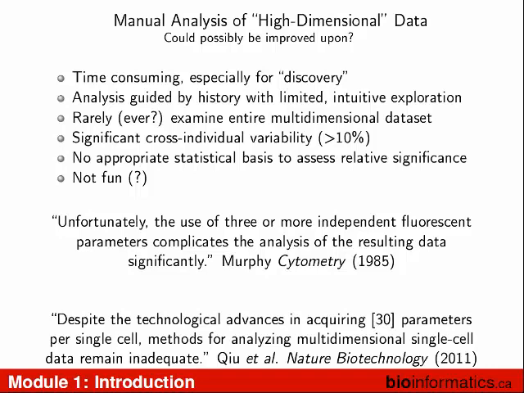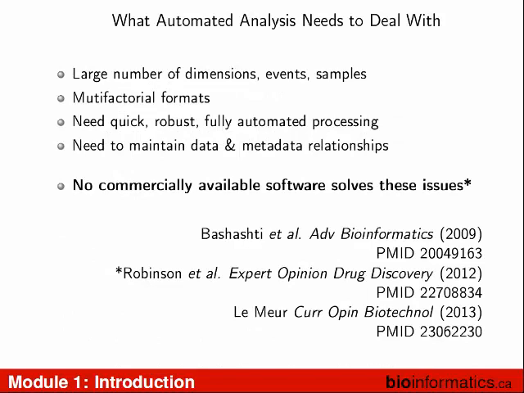This is not a new problem with manual analysis. When Bob Murphy wrote his paper back in 1985, he was like, OMG, three colors, this is really, really hard. I don't know how anybody could ever do this. I mean, two was easy, but now we're at three. He actually says that in his paper. But then you can go to the paper that was published a couple of years ago when they came out with mass cytometry. It's like, OMG, 30 colors, this is really hard. How can we ever do this by hand? So this is not a new problem. But the good news is some of these tools have been developed to help us solve these problems.